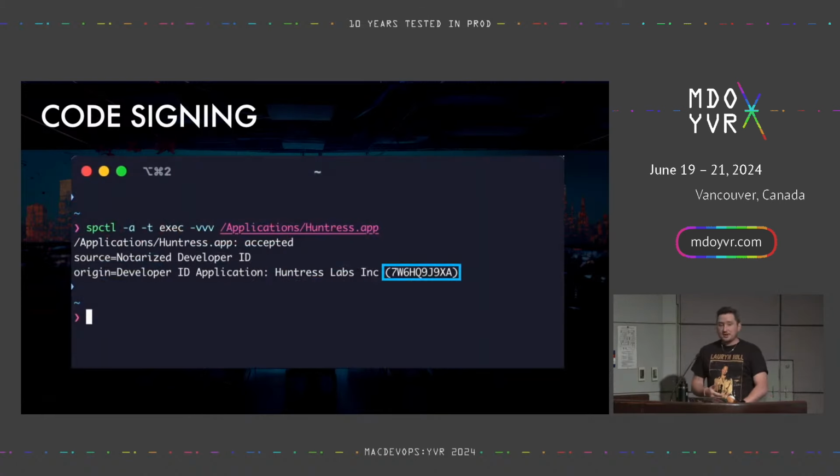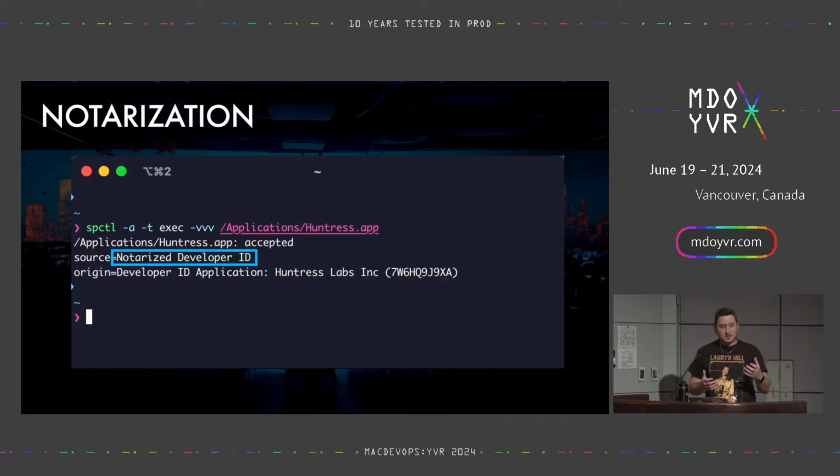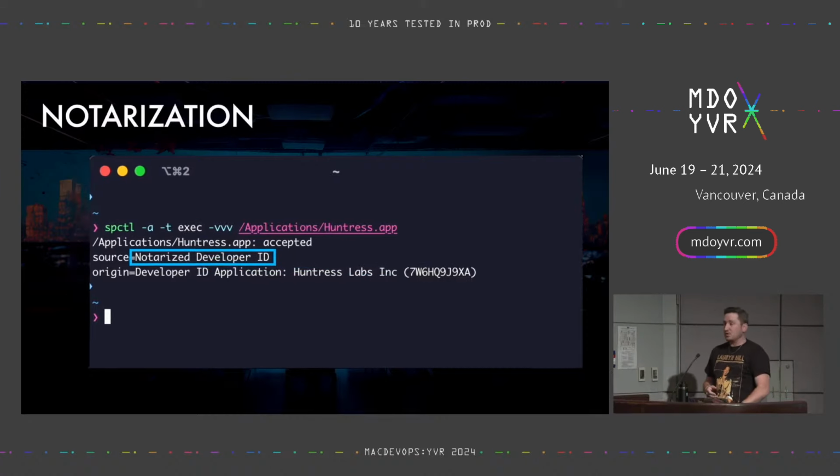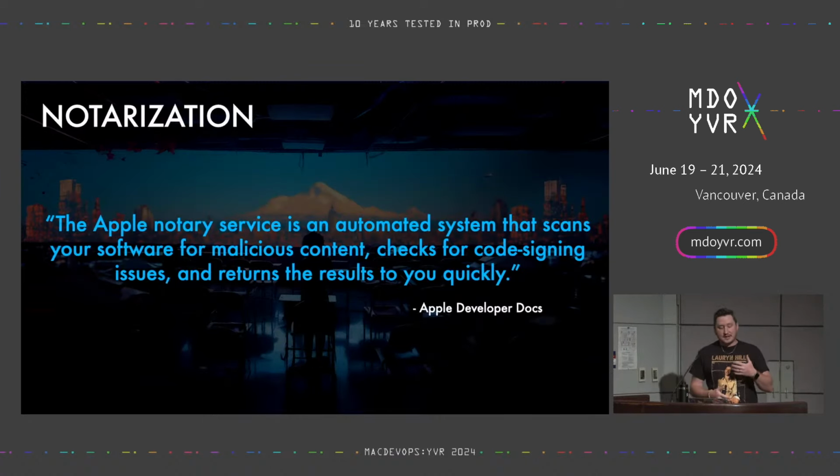So in this case, I'm using Huntress as the example, is their 10-digit identifier. And then, of course, this application is also notarized. Notarization is an automated service that Apple provides, and you can submit your application to Apple, and they will check it for malware.